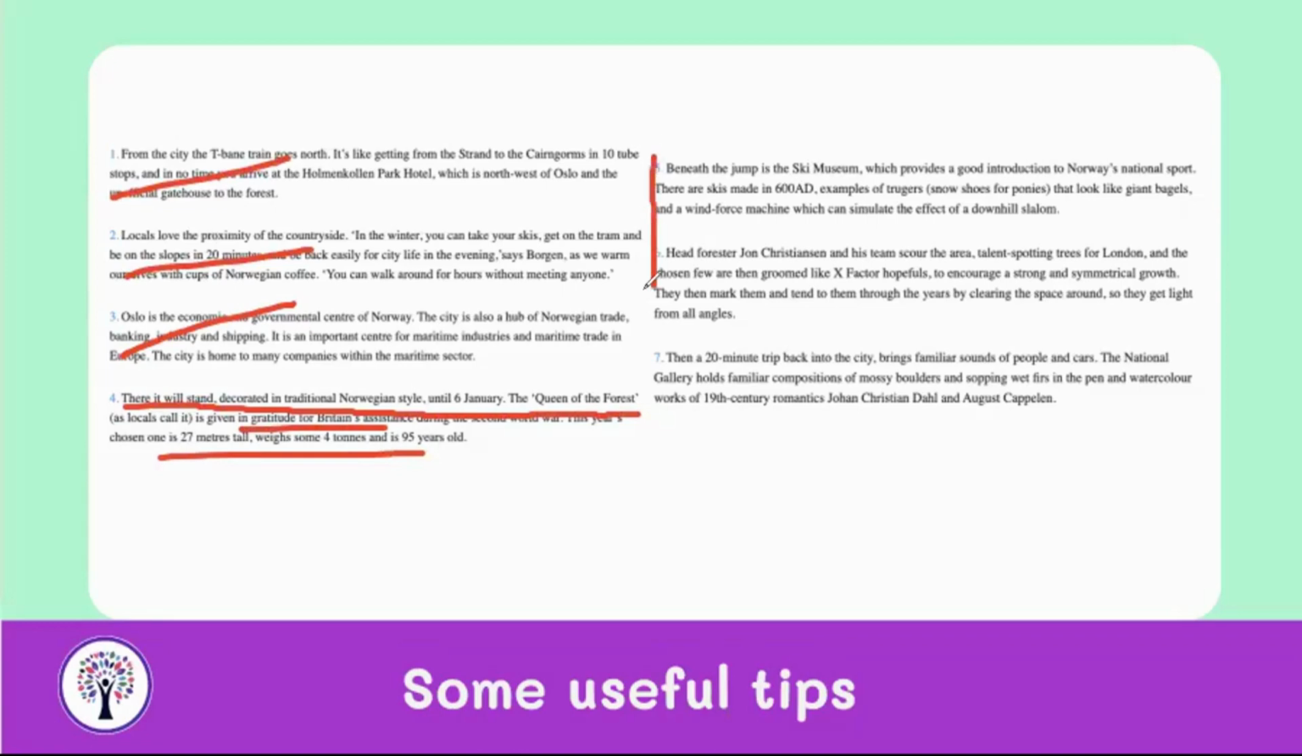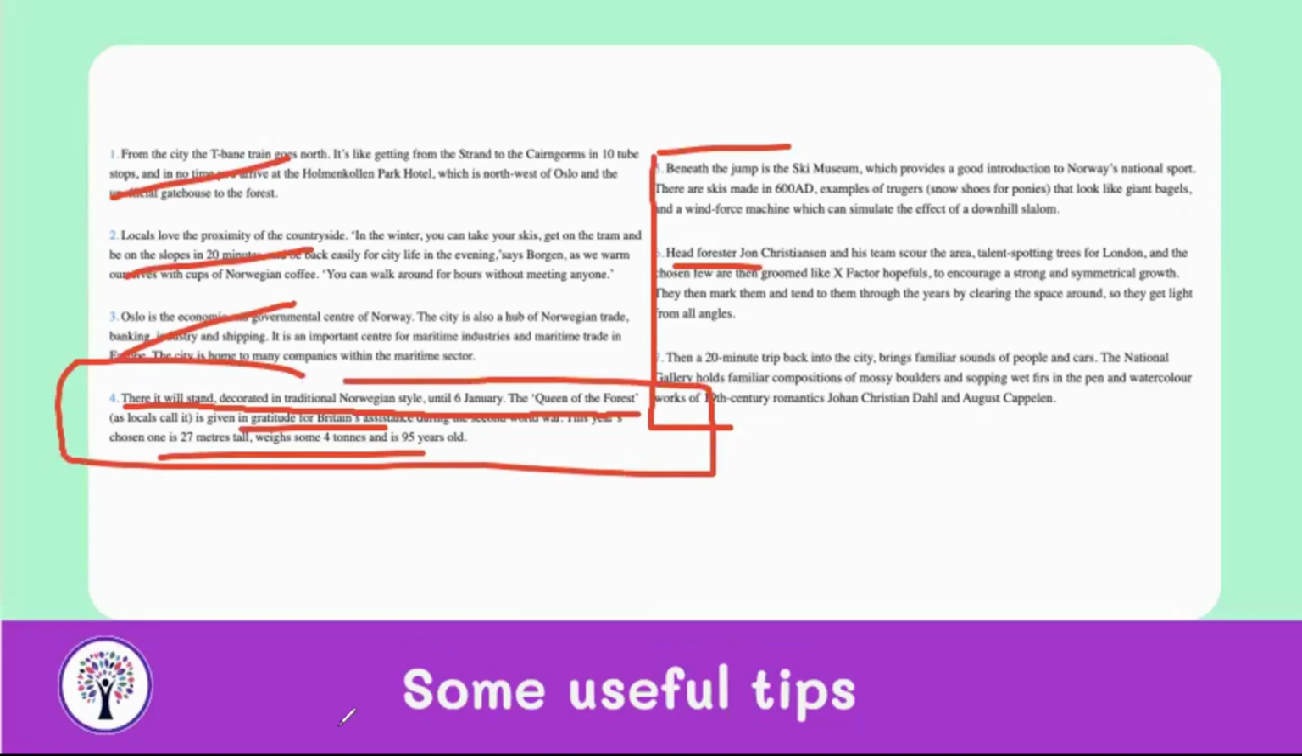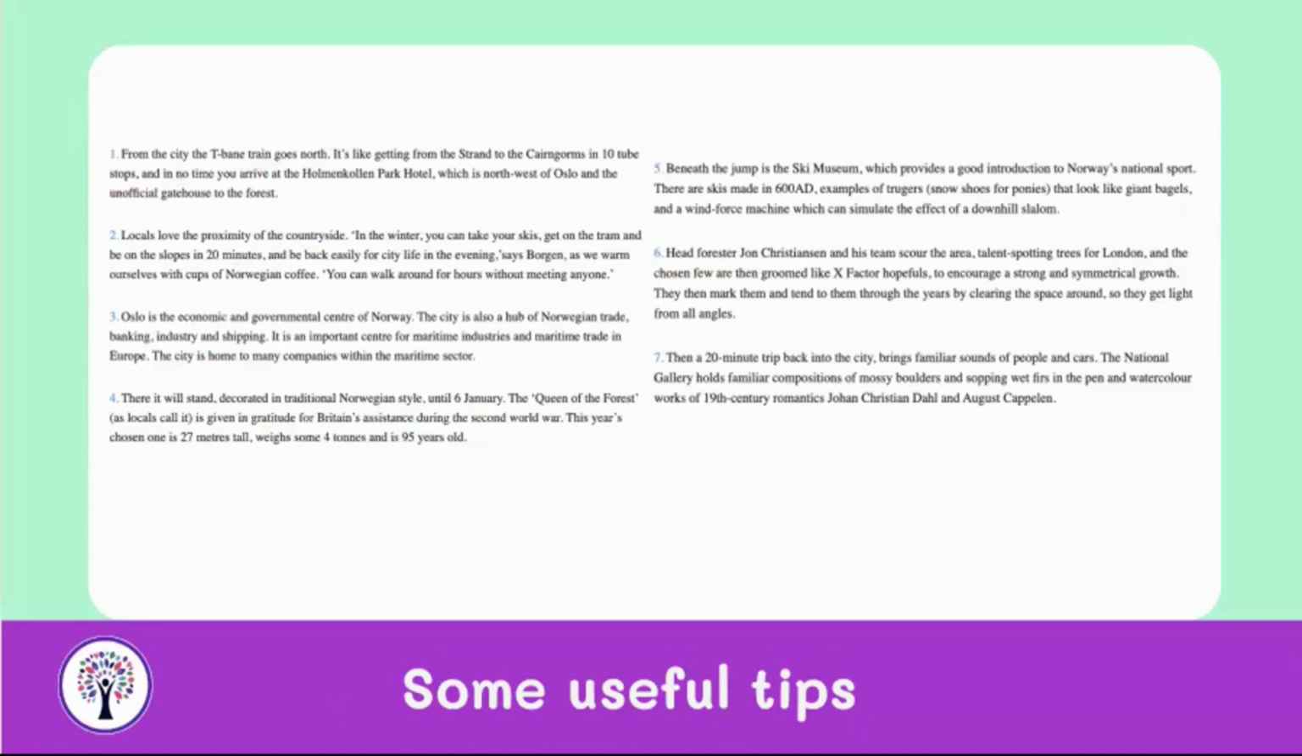Just double check with the others. Head forester, but we've not talked about cutting down the tree definitely yet. It looks like number 4 could be correct. And you would be right, everybody. This one is number 4.